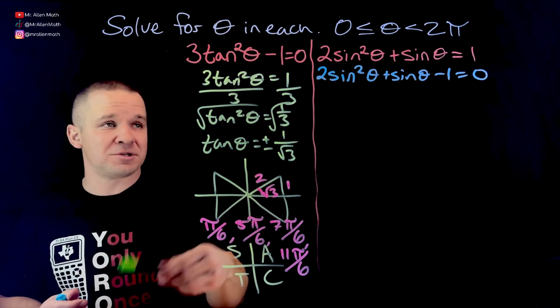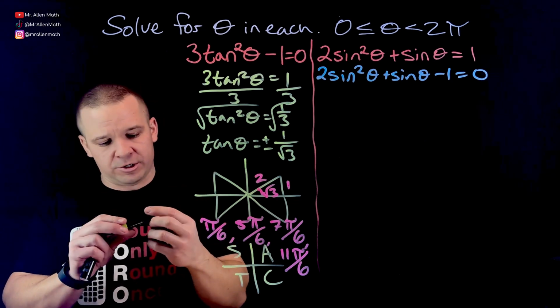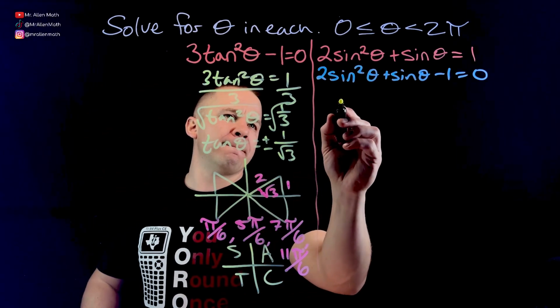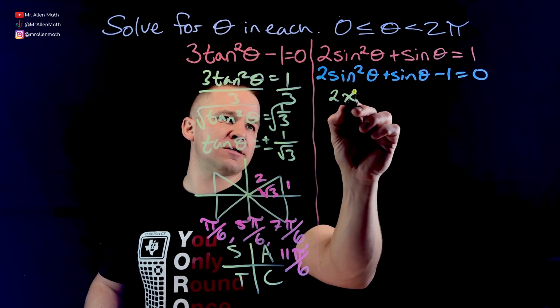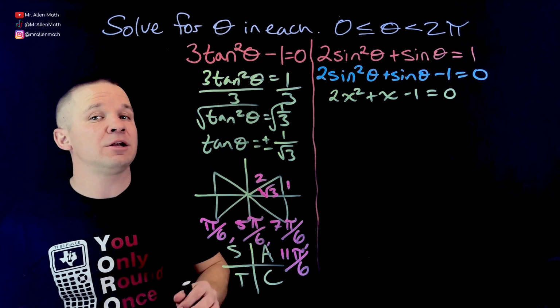I don't have room on the side, so I'm just going to have to write it below it. I'll do it in some lime, yellowish, whatever color. What if I wrote this? 2x squared plus x minus 1 equals 0. That is factoring with a lead coefficient.